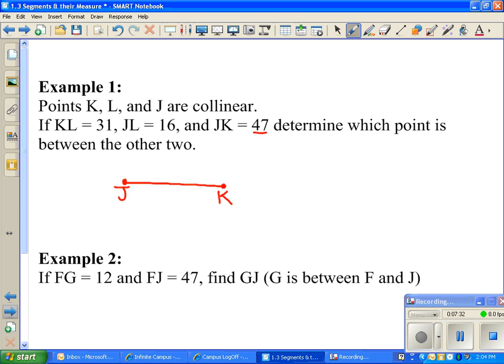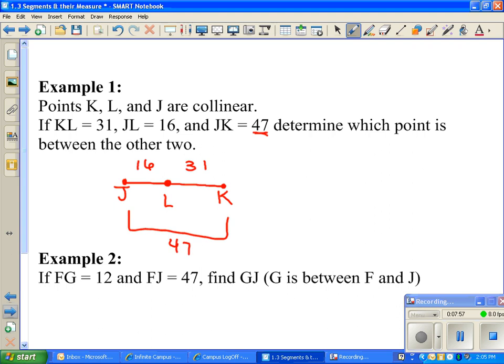Because, look, 47 is bigger than 16 and 31, isn't it? So you know that those have to be on the end. And what has to be in the center? Or somewhere, not necessarily center. It has to be L. The point L has to be somewhere between them. Because JL is 16, KL is 31, and this whole thing is going to equal 47.